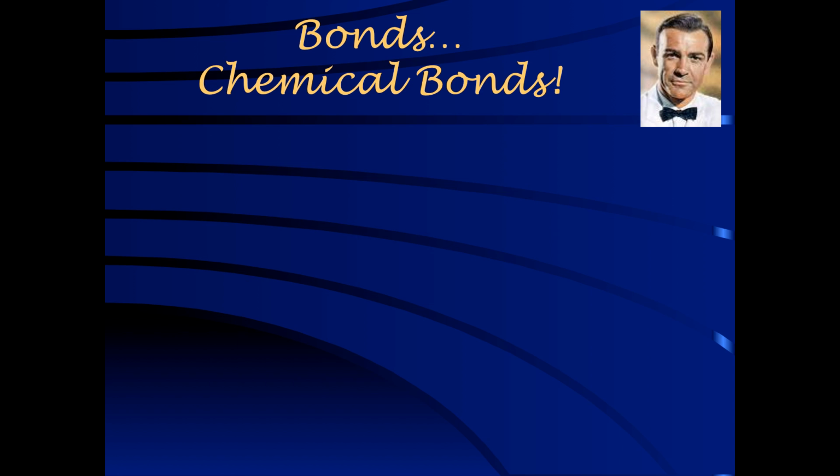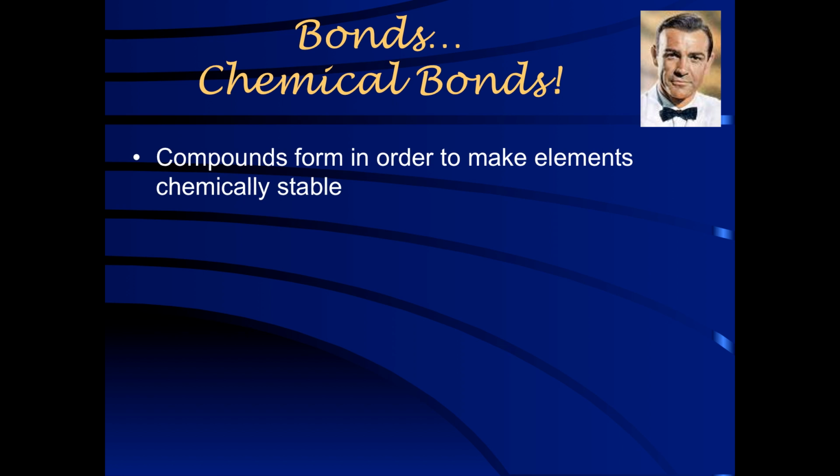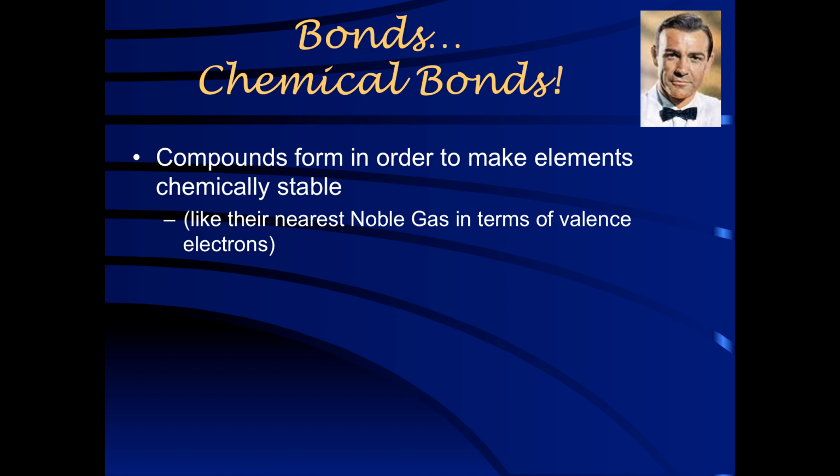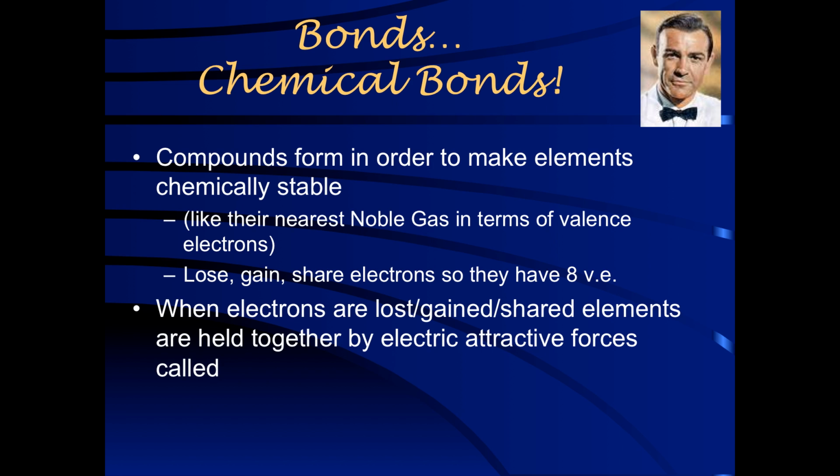All right, welcome back. Okay, so we know a little bit of this introduction of what the atom does to be stable, and that's when this idea of bonds, chemical bonds, comes into play. Compounds form in order to make elements more stable, like the nearest noble gas in terms of valence electrons. They lose, gain, or share electrons in order to get 8 valence electrons. When that happens, those atoms stay together by electric attractive forces called bonds.